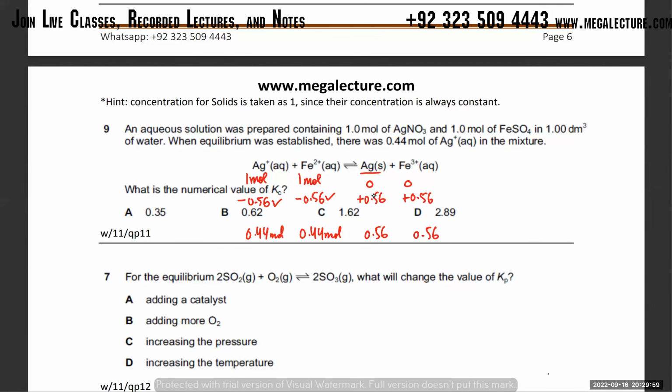And remember, you don't use moles, you use concentration, but they gave us a 1 dm cube container. So the concentration would be exactly the same. The Kc expression will be 0.56, and at the bottom it's going to be 0.44 times 0.44. The solid you remove, because a solid will have a constant concentration. You're going to ignore that. Okay, is this clear?